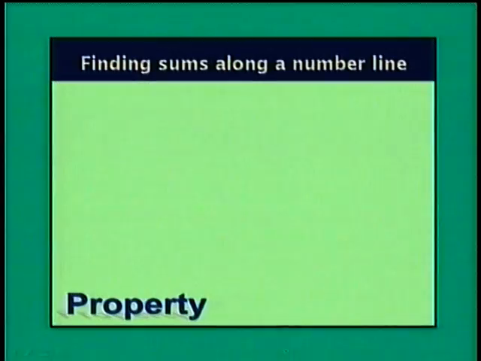Now I'm going to show you one more model of ways that you can think about adding signed numbers. I'm going to use a number line. Now you might be wondering, why do we need another model? Well, there's a couple reasons why I'm going to give you another model. One of the reasons is because some people can visualize the number line model better than they can visualize the signed chip model.